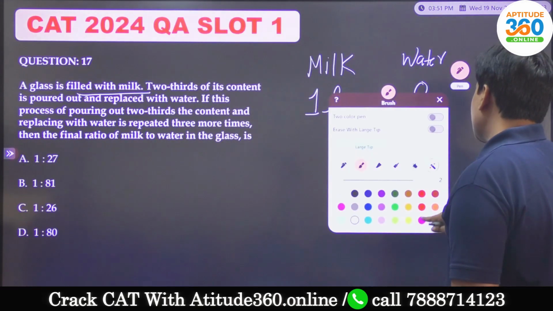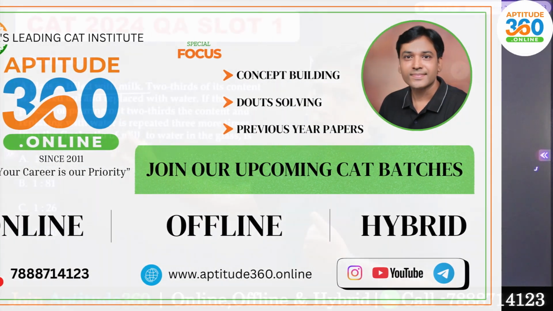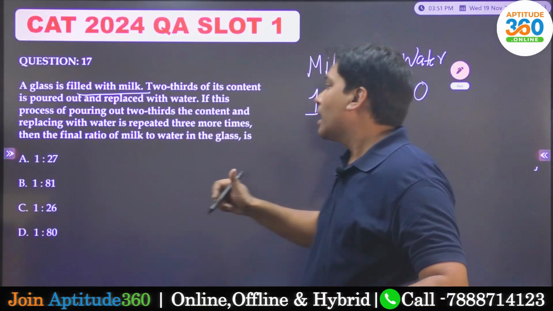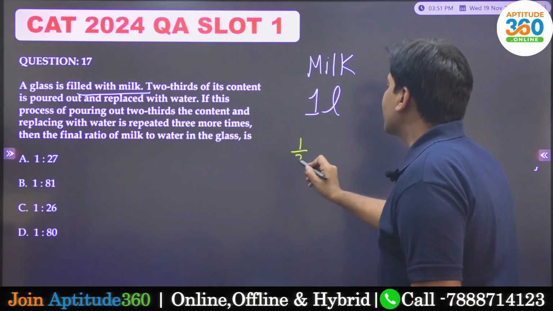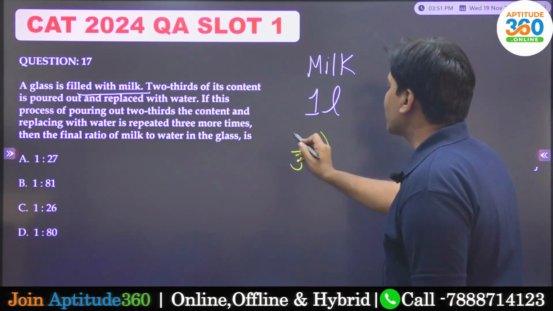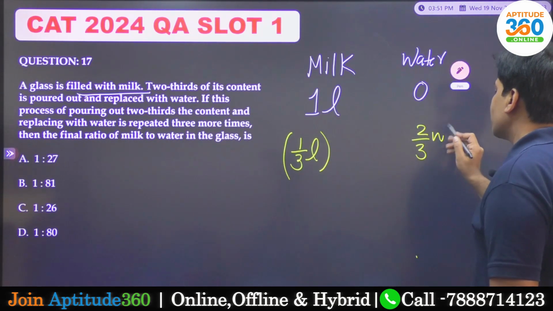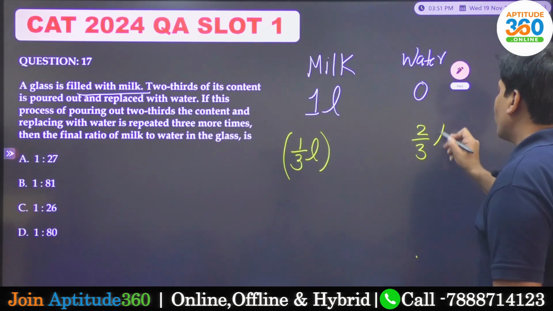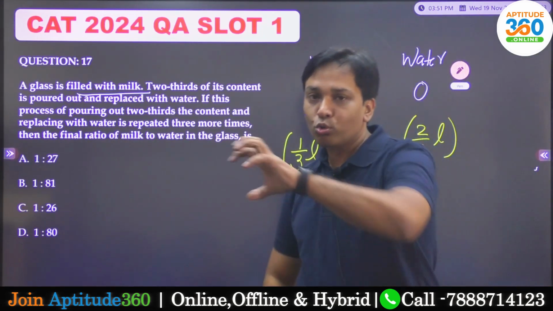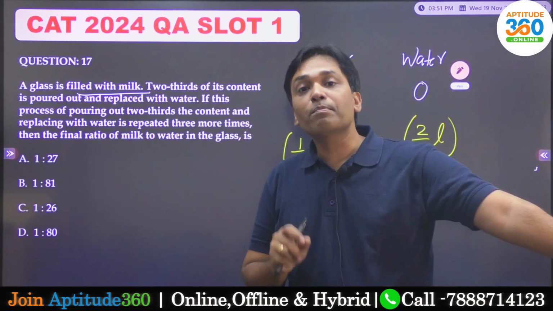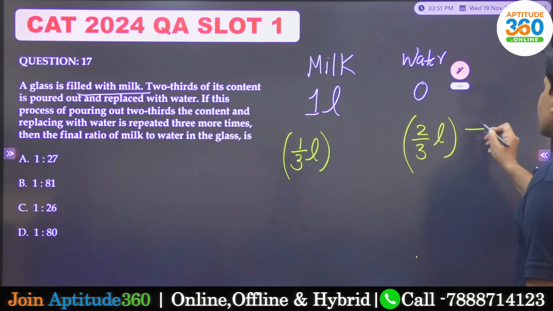And then the problem tells you that 2/3 of its content is poured out. So 2/3 has been taken out. If you take out 2/3, the milk that is going to be left is 1/3 and 2/3 will become nothing but water. 2/3 liter will be water. If you look at it, the volume still is 1 liter. So 2/3 of milk has been replaced by water. So the first replacement is done.